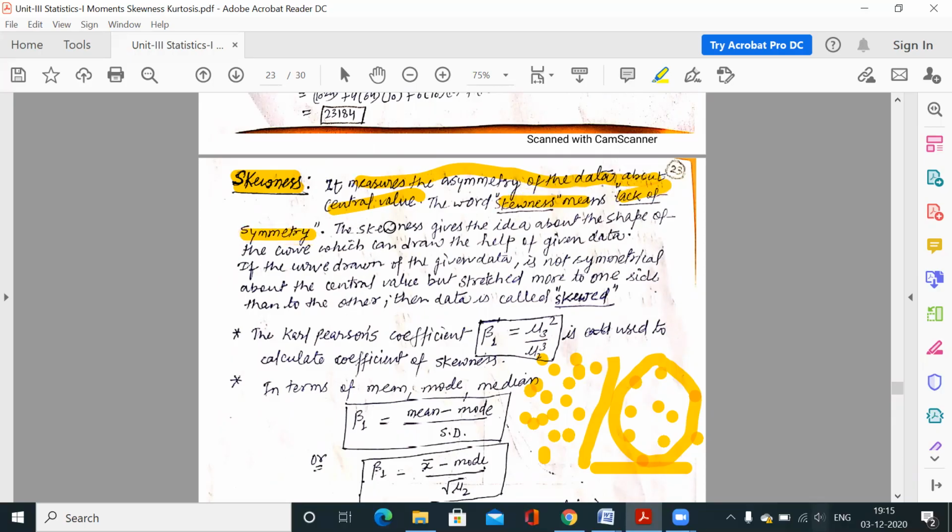Clear? Lack of symmetry. So skewness gives an idea about the shape of the curve which can be drawn with the help of the given data. If you know the skewness of the data, we have some idea of the shape of the data distribution, that is, how the data is scattered. If the curve drawn of the given data is not symmetrical about the central value but is stretched more on one side, then we say the data is skewed.